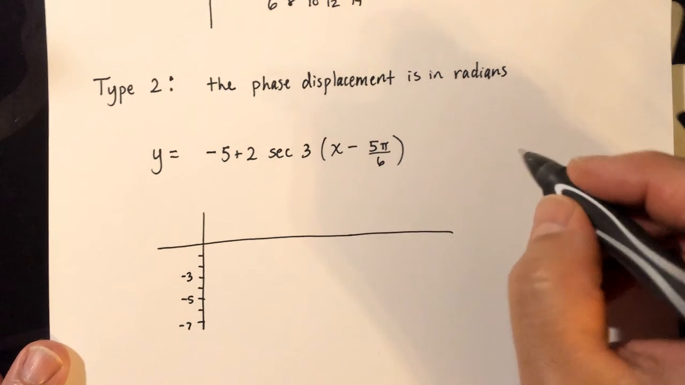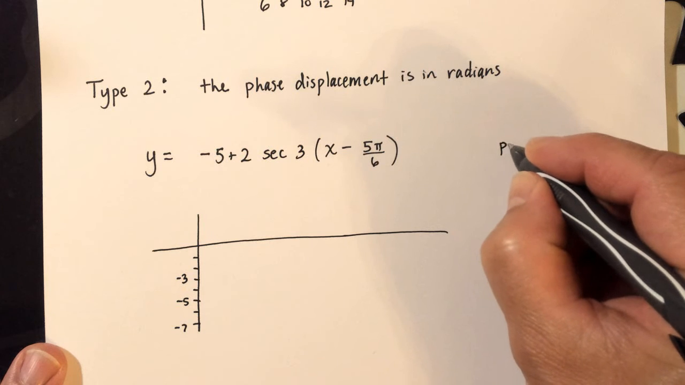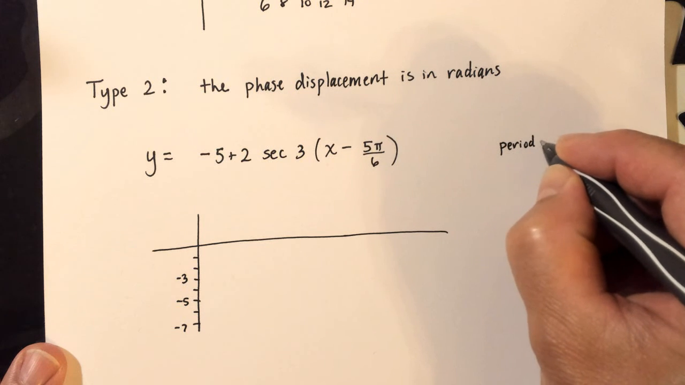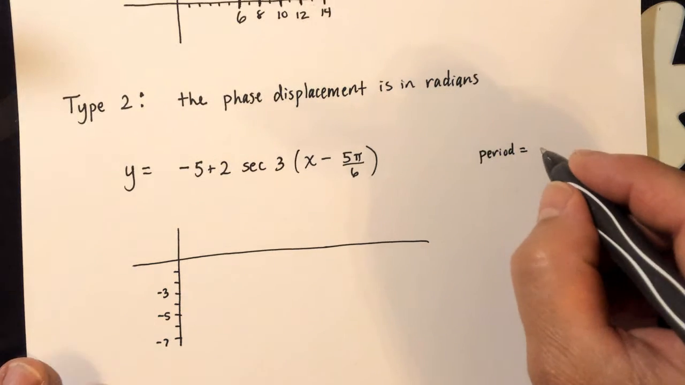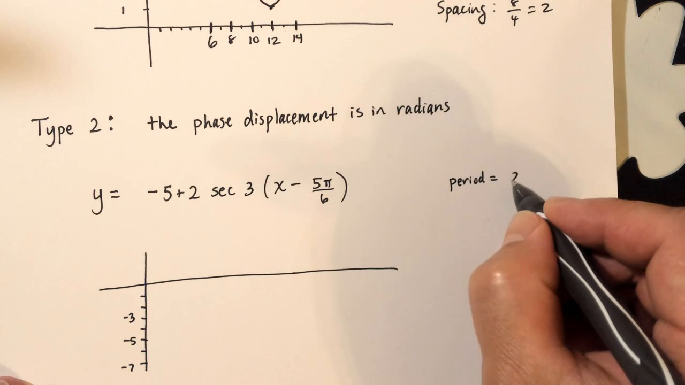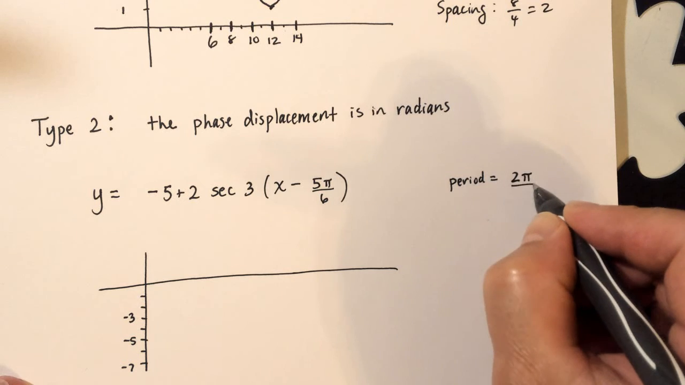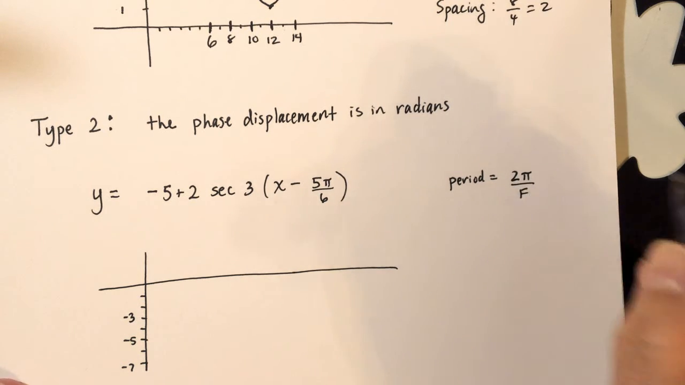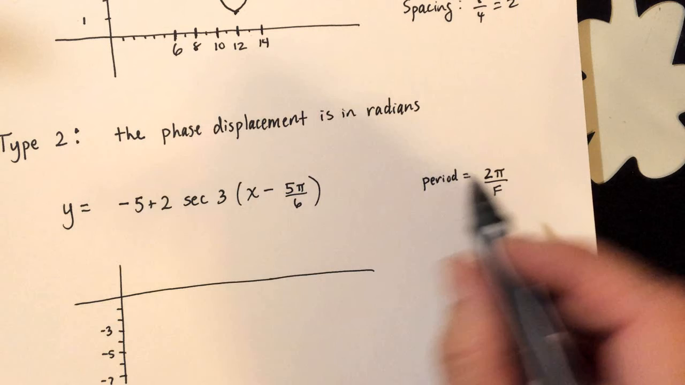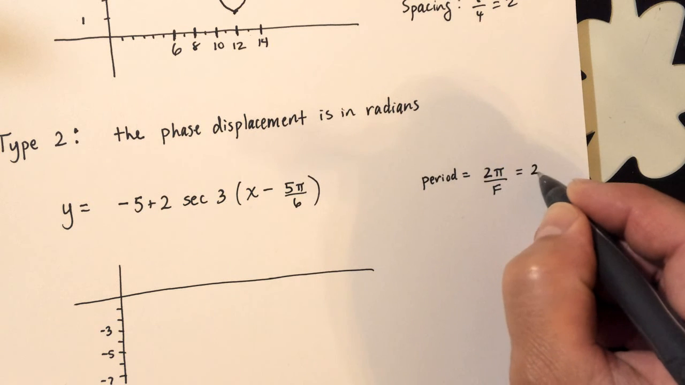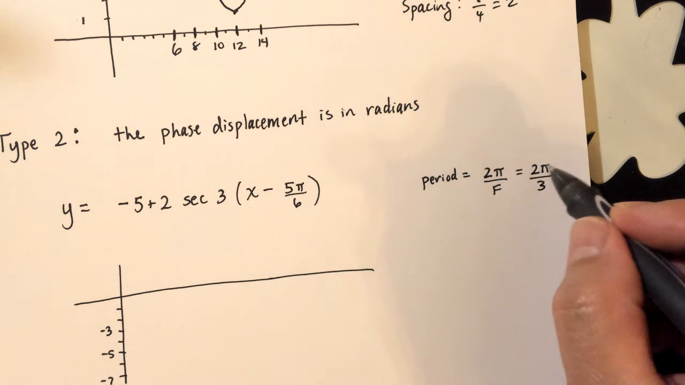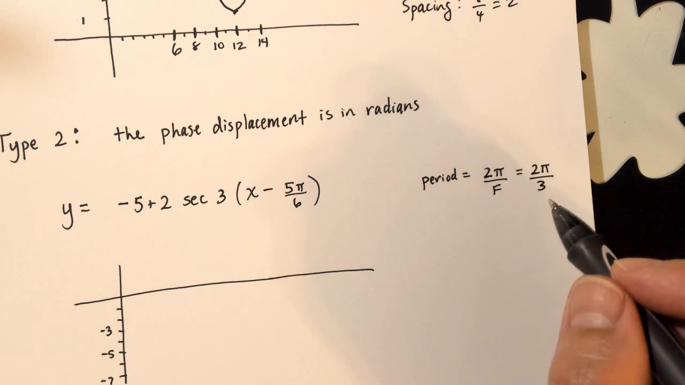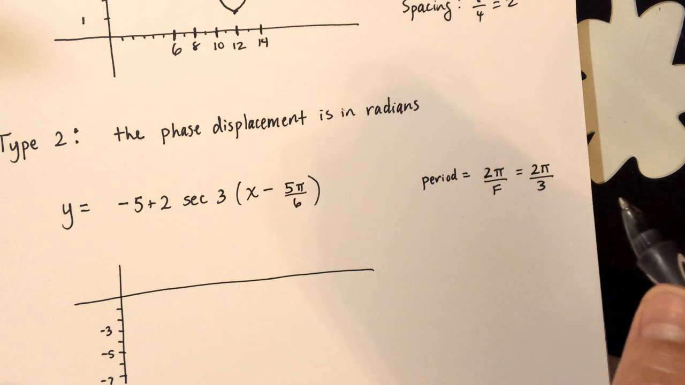Over here, I'm going to do the work for period. The main thing to remember is we're not doing 360 divided by frequency. We're doing 2 pi divided by the frequency, which in this case is 3. So 2 pi divided by 3. Now, if you can reduce, trust me, it's going to save your life.